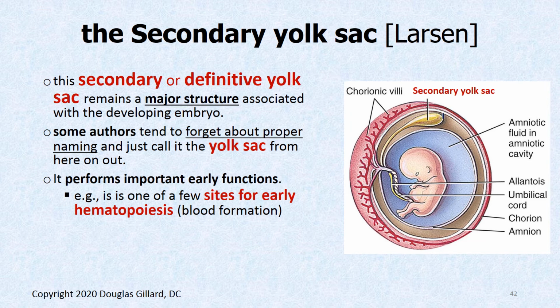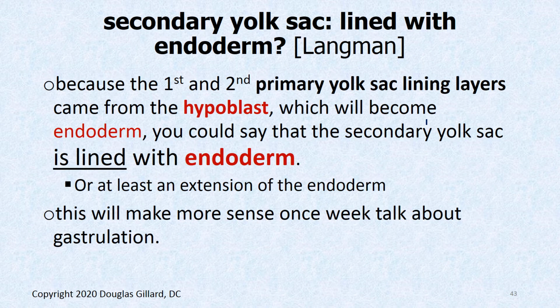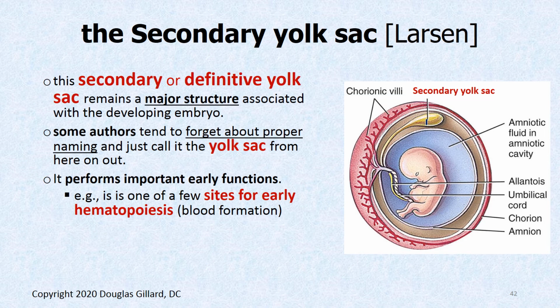Anyway, so what does this yolk sac do in humans? It is a place that helps form blood vessels. Hematopoiesis occurs here in blood cells. It helps form blood cells, which doesn't form blood vessels, it forms blood cells.